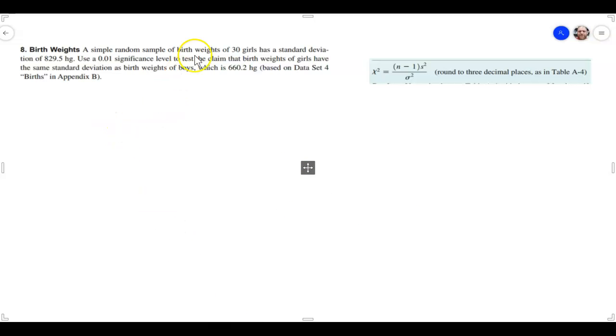This one says a simple random sample of birth weights of 30 girls has a standard deviation of 829.5 Hg. Use a 0.01 significance level to test the claim that birth weights of girls have the same standard deviation of birth weights of boys, which is 60.2 Hg. All right, so let's go ahead and start this just like we do any other hypothesis test.